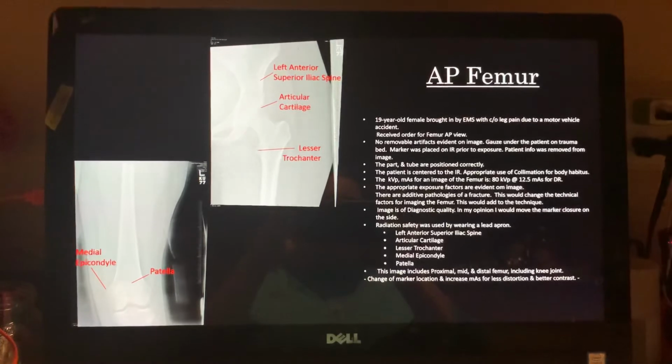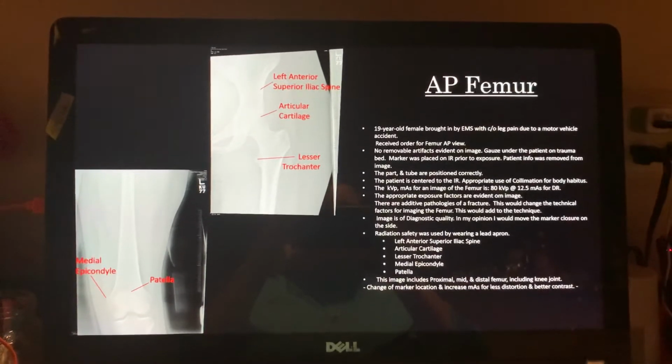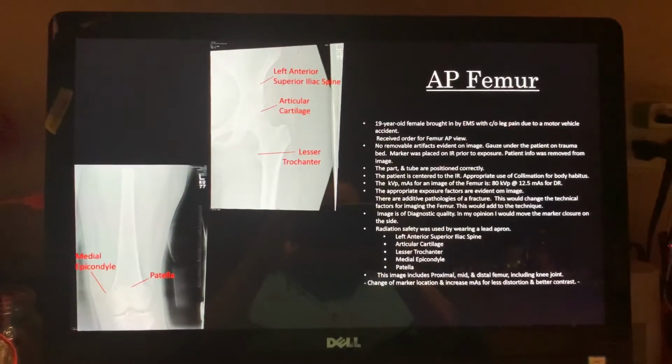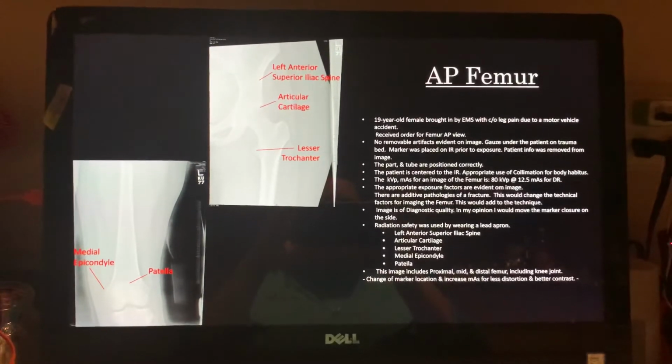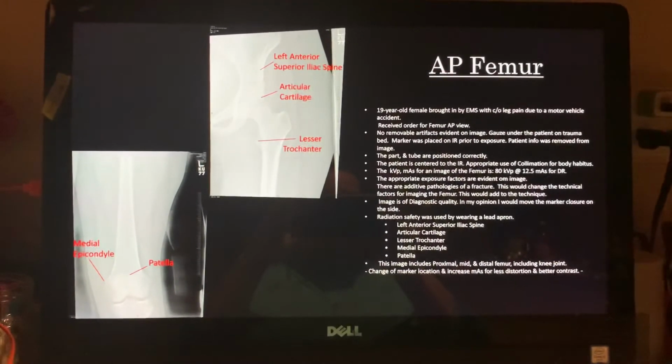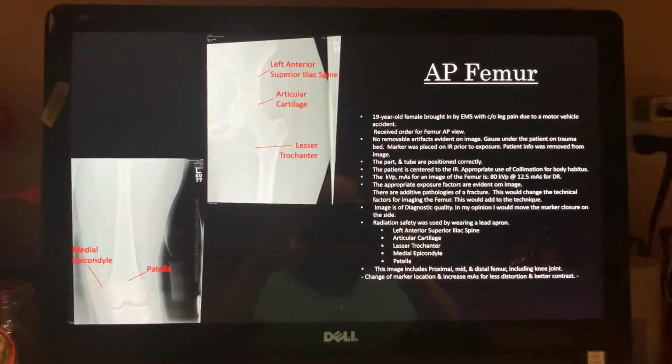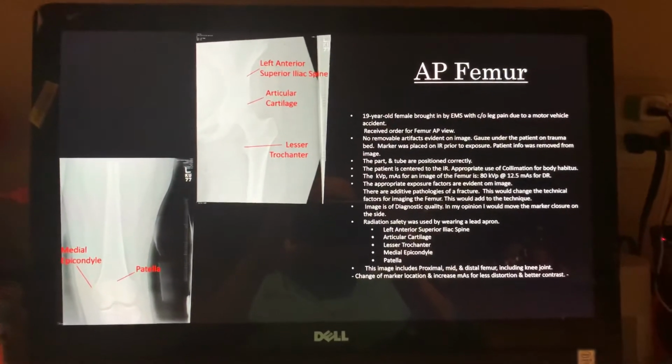In my opinion, I would move the marker closer on the side. Radiation safety was used by wearing a lead apron by the techs. Patient was not shielded due to facility protocol and trauma protocols.